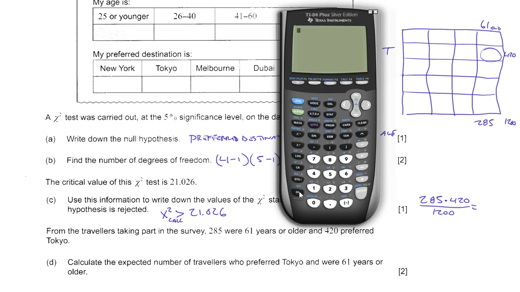So we put that in the calculator: 285 times 420, all divided by 1,200. And we get 99.75. Rounded to three significant digits, that would be 99.8.